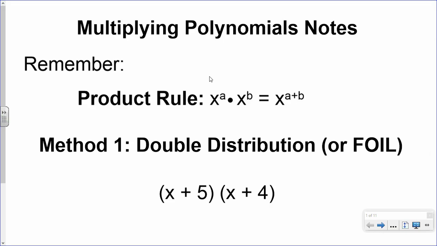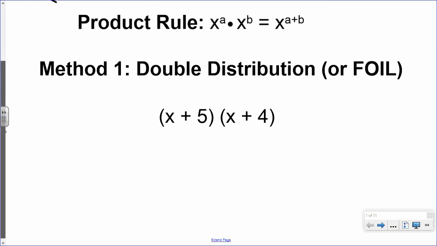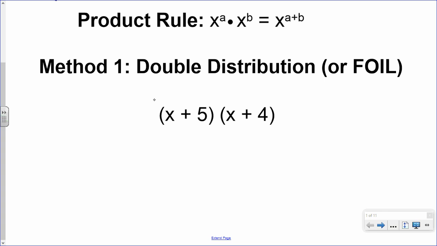All right, so we're going to talk about multiplying polynomials. And one of the things I want you to remember is the product rule, which states that if you multiply the bases, you need to add the exponents, okay? And so in order to do this, there's going to be two different methods I'm going to show you. I really don't care which one you use. You just need to become proficient at one.